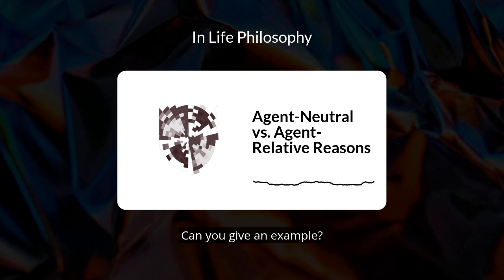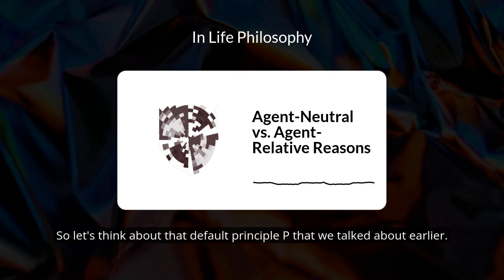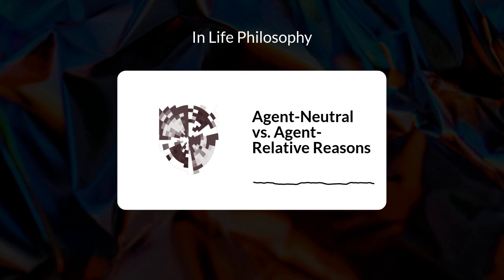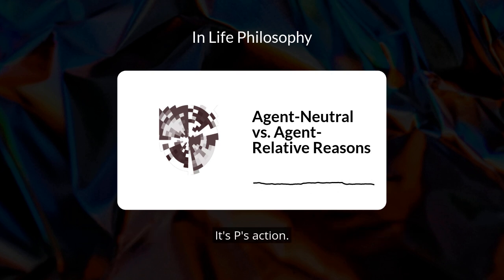Okay. Can you give an example? Sure. Like, how would these default principles actually work? So let's think about that default principle, P, that we talked about earlier. This idea that pleasure is a prima facie reason. Okay, so that's agent-neutral, because the only reference to the agent is just the trivial one. Right. It's P's action.